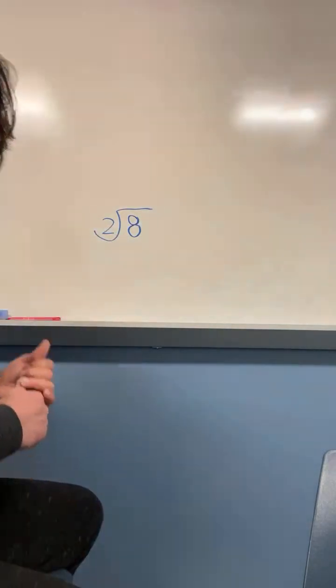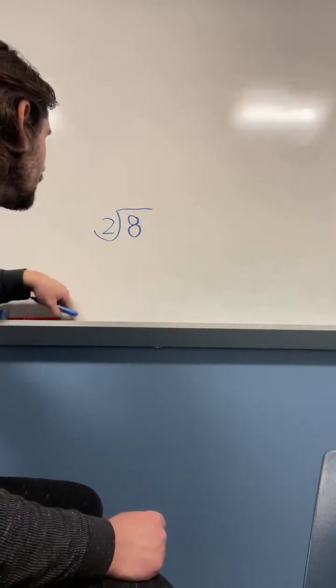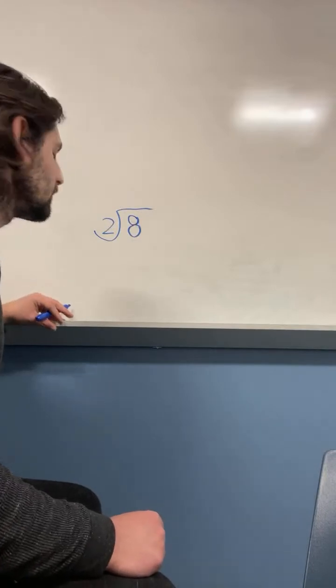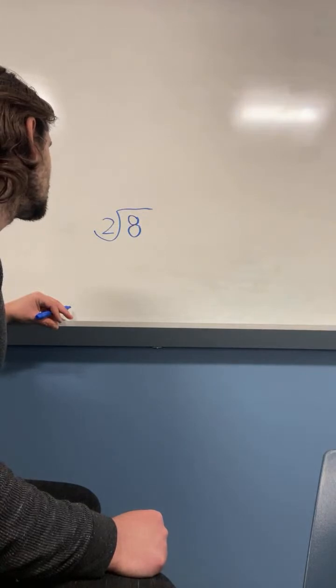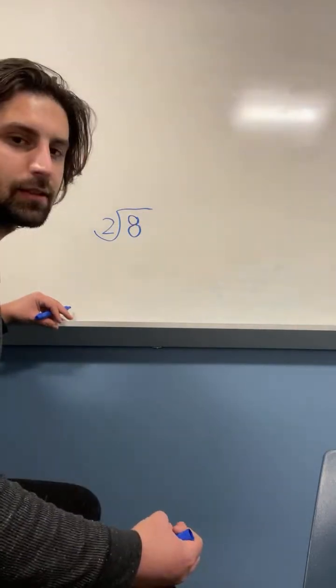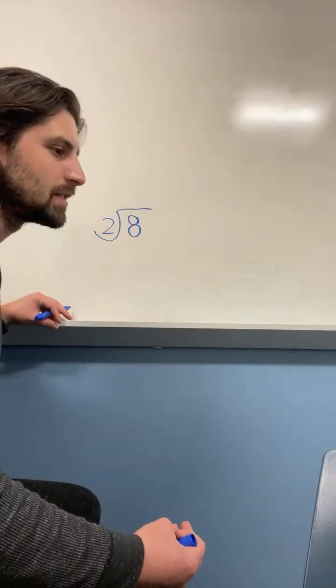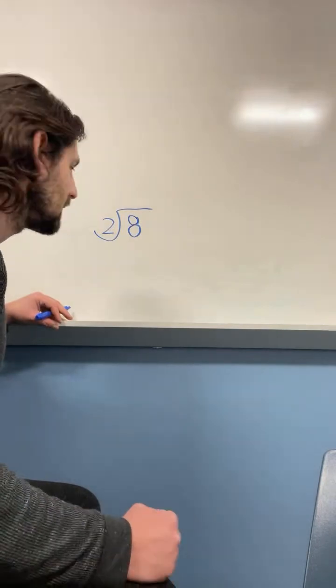So, if you don't know how to skip count, what I would recommend doing is drawing an array. So what I would do is make an array of 8 objects. You can use anything. You can use dots, you can use X's, you can use circles, but for this video I'm going to use dots.